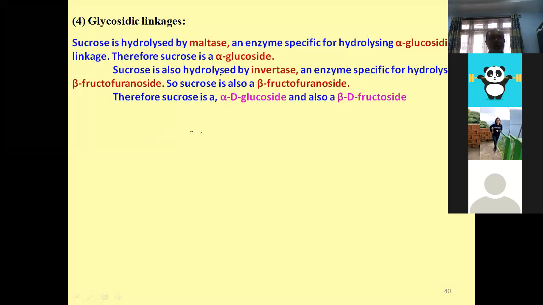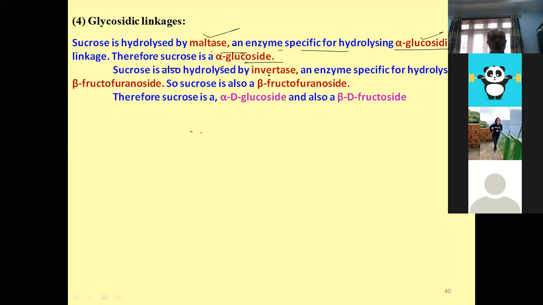You see here, the first one is maltase, an enzyme specific for hydrolyzing alpha glucoside. Now you see, it's not all types of glycoside, it is glucoside. That means on the glucose, alpha glucoside is hydrolyzed by maltase, and that is also present in starch. So therefore, sucrose is an alpha glucoside. That information we are also getting.